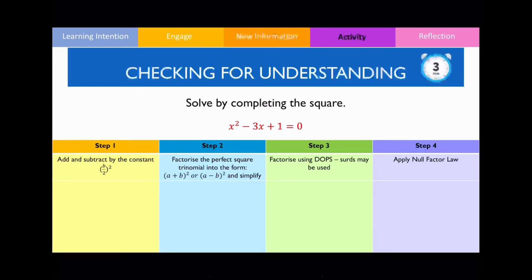If you're pretty confident of completing the square, then I don't really see how you would get any issues with solving the x-intercepts. So have a go, give yourself 3 minutes, and then we'll compare our answers together.